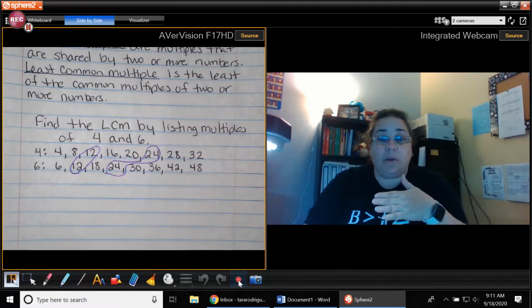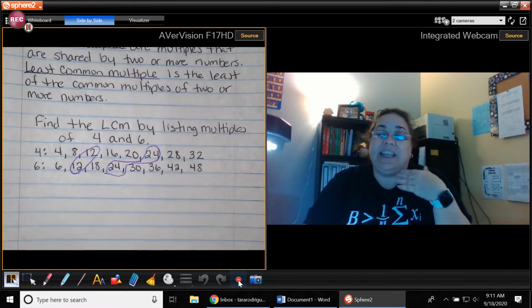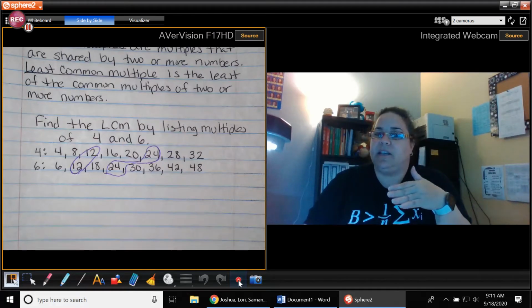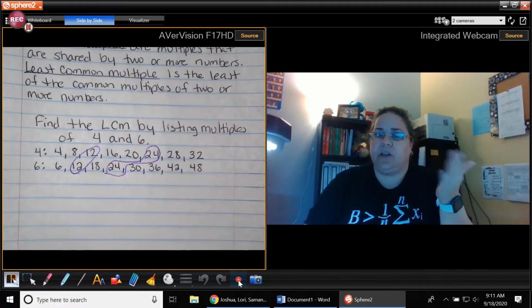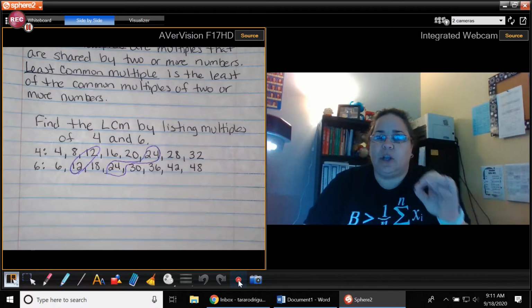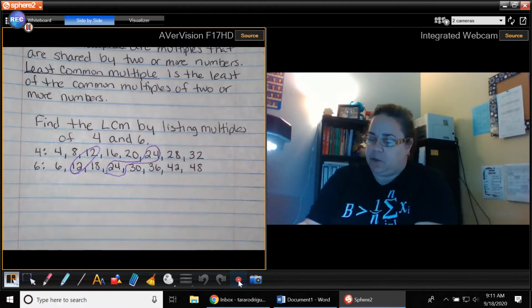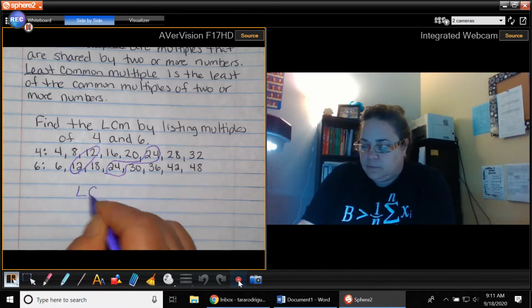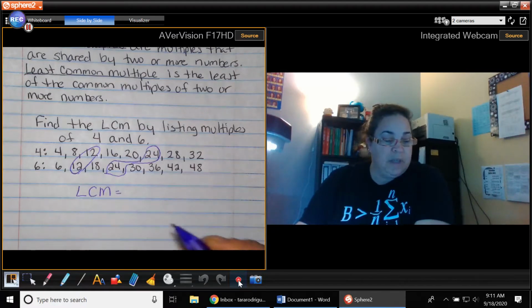now I found my multiples, but what's my least common? Remember, least is not the greatest number, it's the lowest number. So it's the lowest of the multiples. What's my least common multiple? That would be 12.